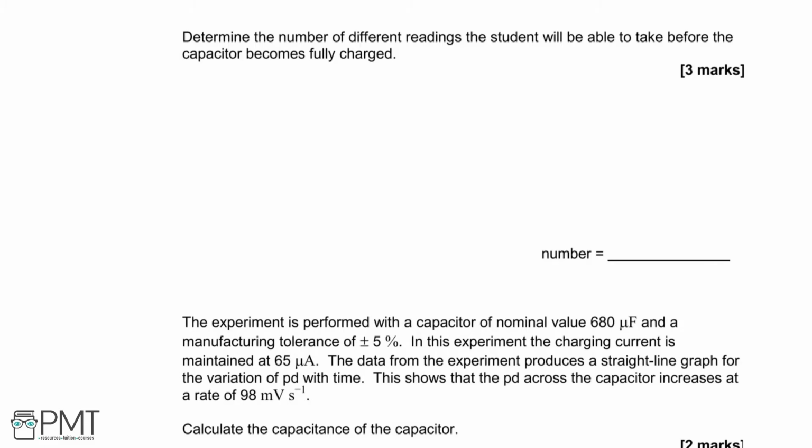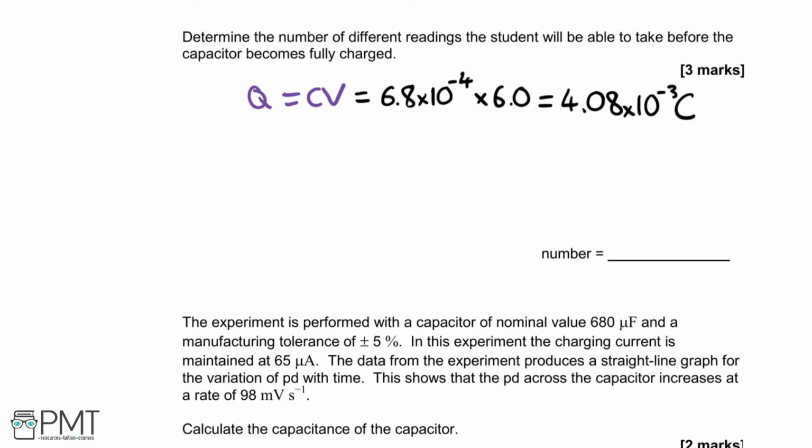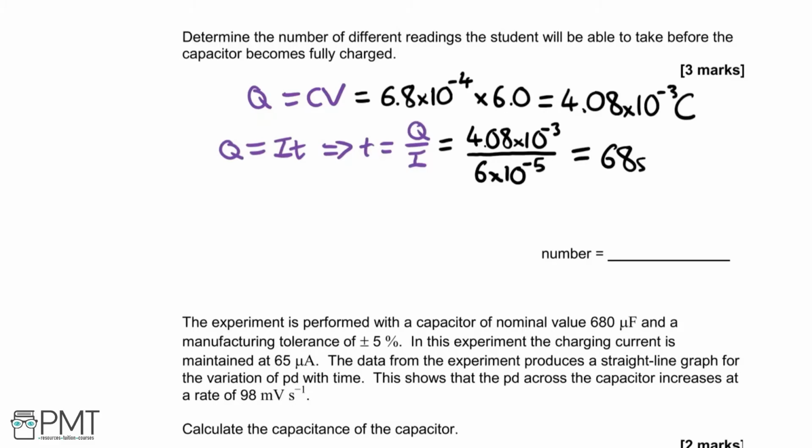So the first mark is just to use Q equals CV to find the charge. So we've got 4.08 times 10 to the minus 3 coulombs, or 4.08 millicoulombs. Now let's use the equation charge equals current times time, and therefore time is equal to charge divided by current. That will give us 68 seconds. Now we're looking at the number of whole time periods in which readings can be taken. So we can't quite take 7 readings because we haven't got a full 70 seconds. So only 6 readings can be taken.